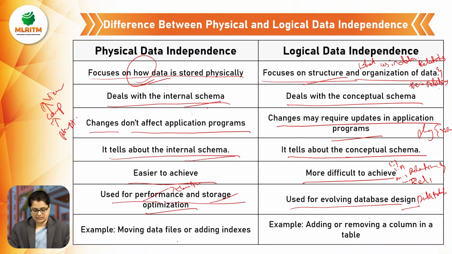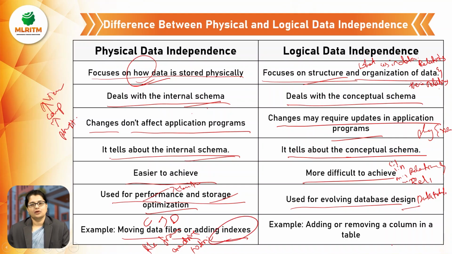Coming to physical data independence, examples are moving data files and adding indexing. By using physical data independence, we can move a file from one drive to another. If I want to move my file from the C drive to the D drive, the data is not affected. Also, when you create an index, we can easily access the data wherever it is stored in the entire database. Without indexing, it is very difficult and complex to identify the data. So the index concept is very useful in a database management system.